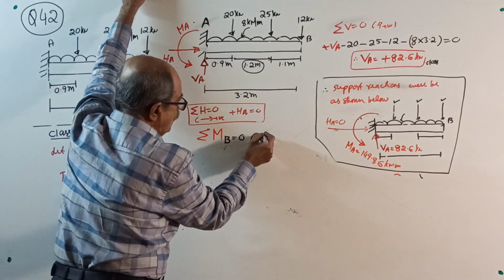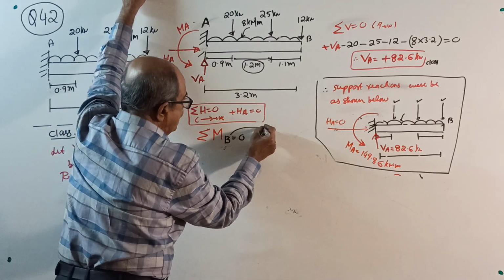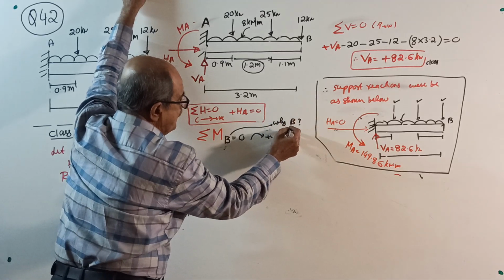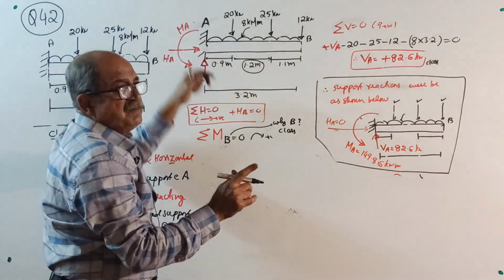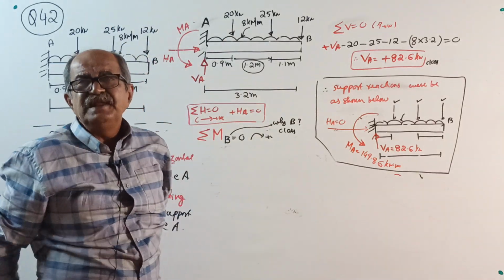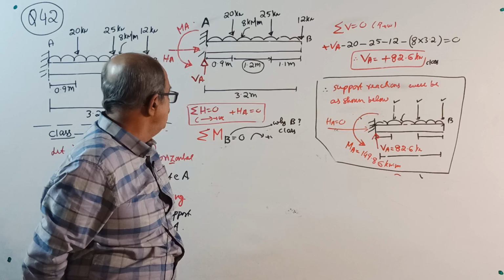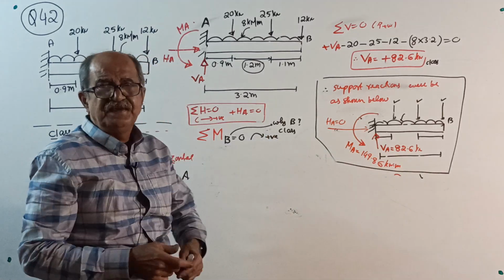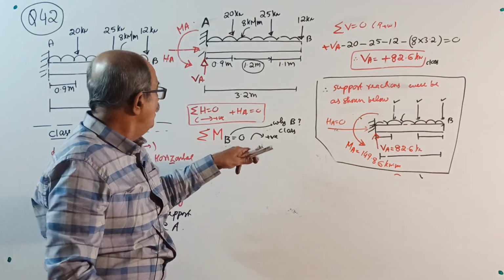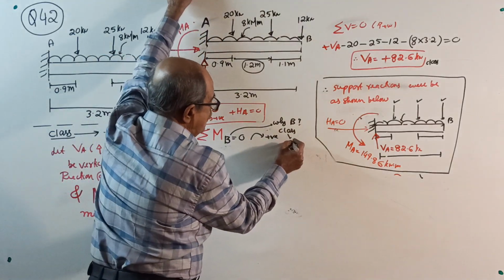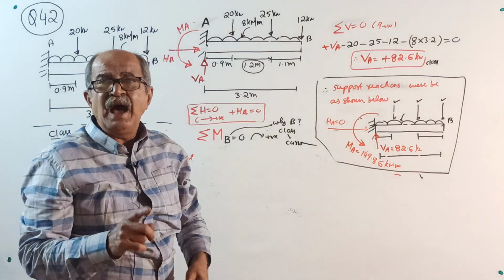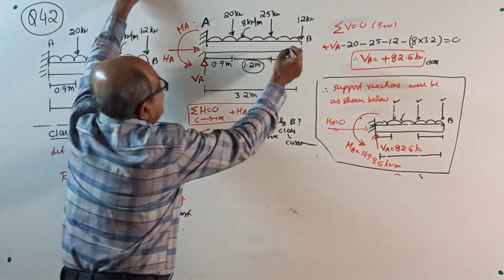Why B? I will tell in the class. Don't take about B, unnecessary complication, you are making it lengthy. So it is better not to take moment about the fixed support always, but only out of curiosity, just to see what happens. Okay, no problem. Take moment about B.